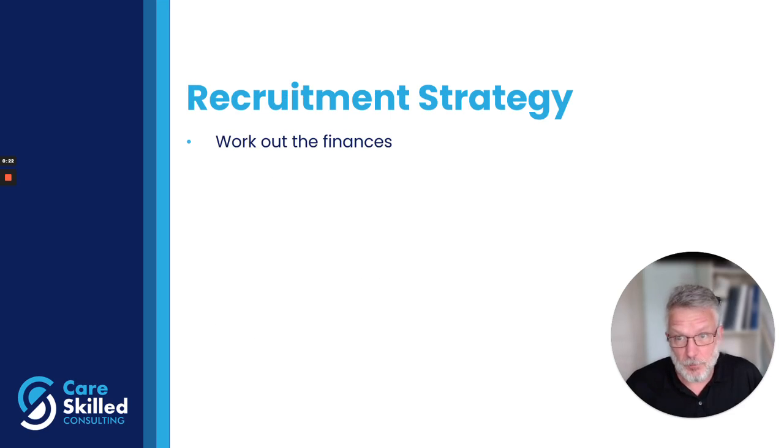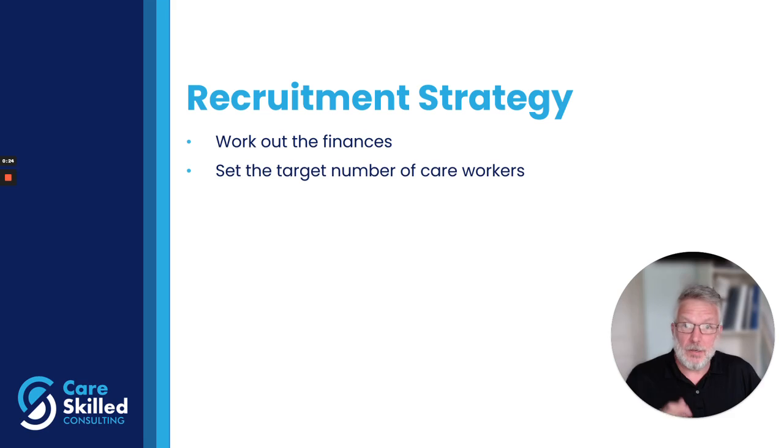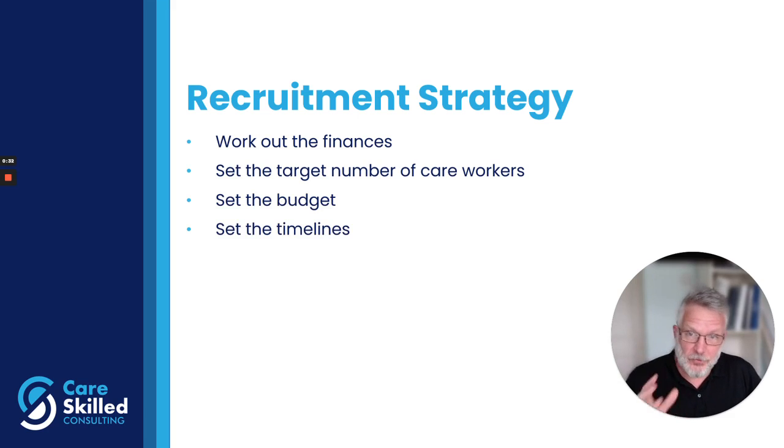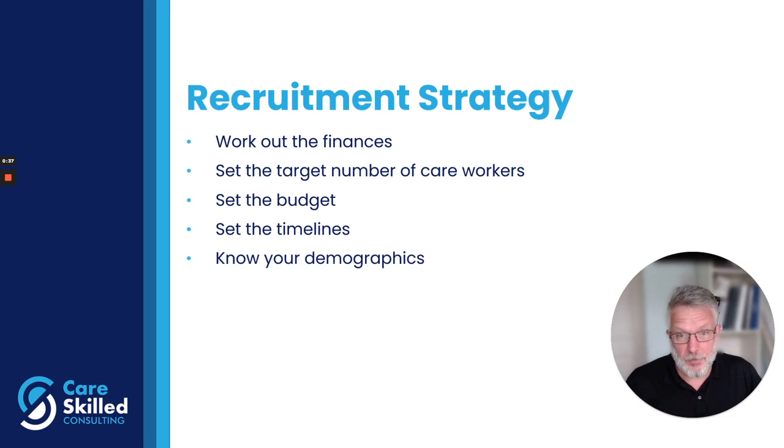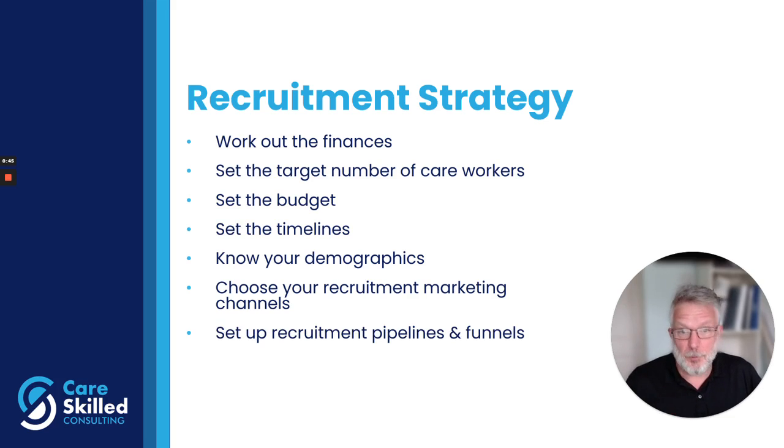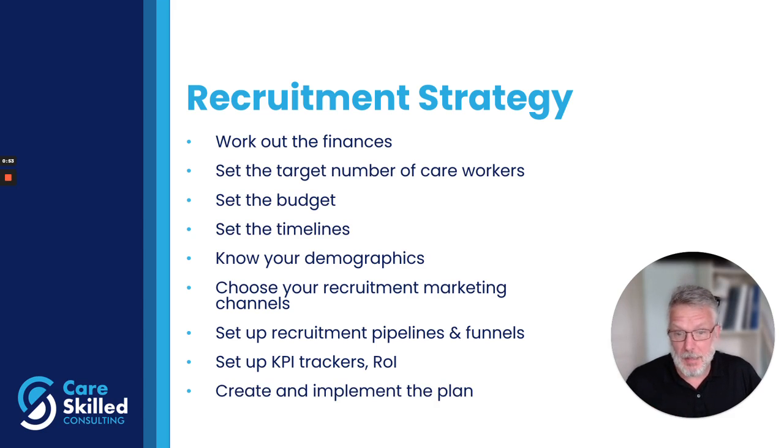So what's a recruitment strategy? Well, we need to work out the finances, we need to set the target number of care workers that we're trying to recruit. We then set the budget that we're going to use to do that. We're going to set the timelines of how long it's going to take for each campaign. You're going to need to know your demographics of what person you're going to go for and whereabouts they live. You're going to choose your recruitment marketing channels, and then you're going to set up pipelines and funnels, and then set up KPI trackers so you can track your return on investment and track how effective your recruitment campaign is. And then once you've done all that, you can then create and implement your recruitment marketing plan.